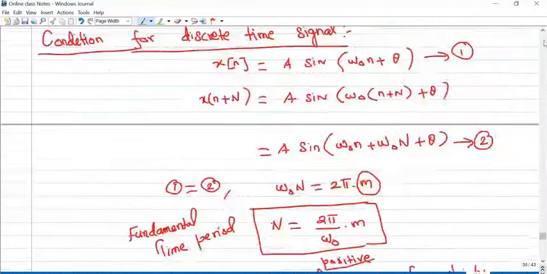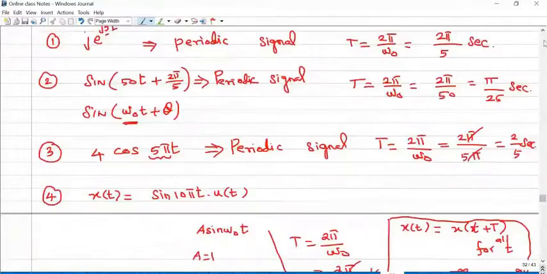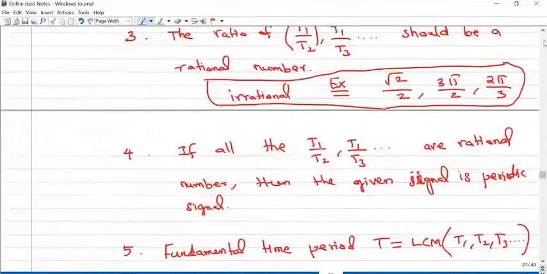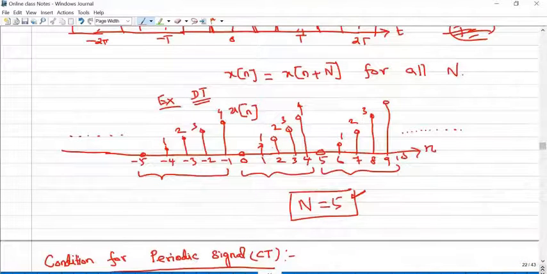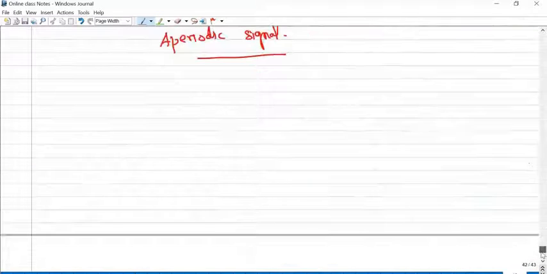So we know for a discrete time signal to be periodic, the capital N value should be a whole number, not a decimal. See here, the capital N may be 1 or 2, 3. In this example, 5 samples form one group. While plotting a discrete time signal, a decimal point is not allowed. So this is the procedure.